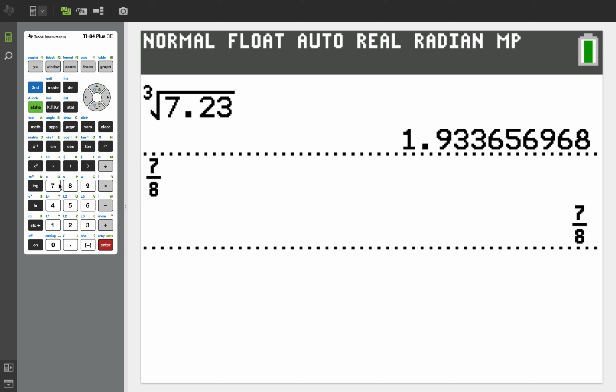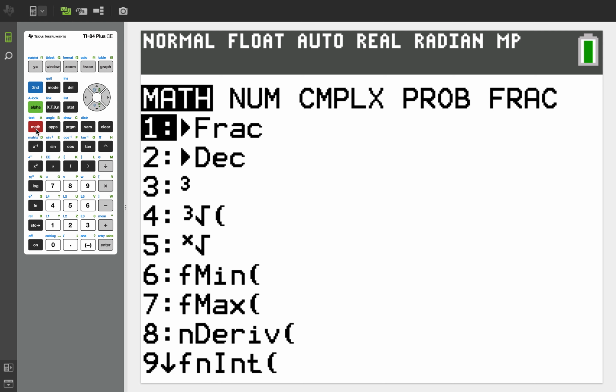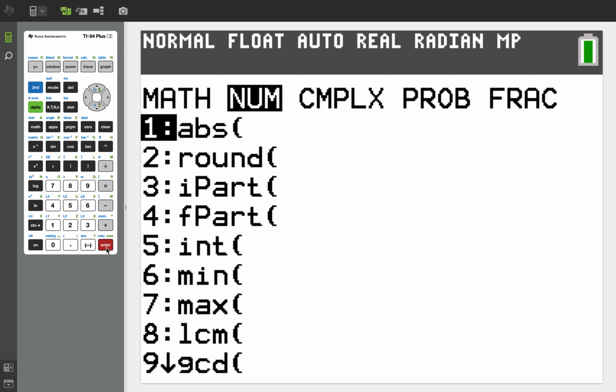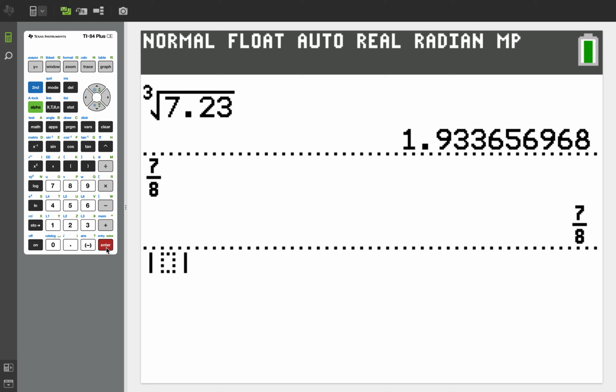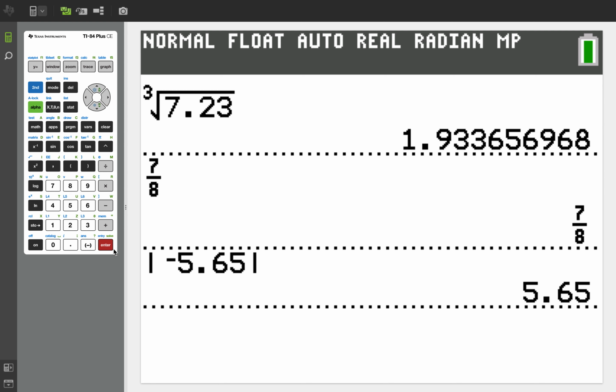The absolute value is going to be back to math. Then your arrow right to number, ABS, absolute value. We'll use that quite a bit. I think yours says 5.65, but that's going to be the same answer, so I'll just put in a negative. So that's absolute value.